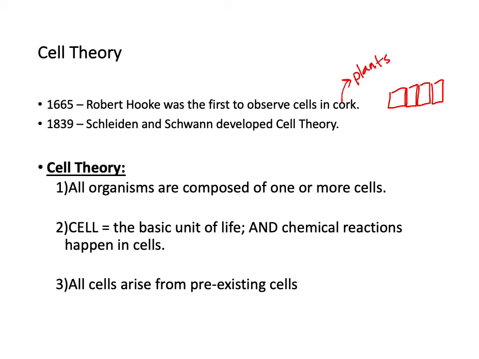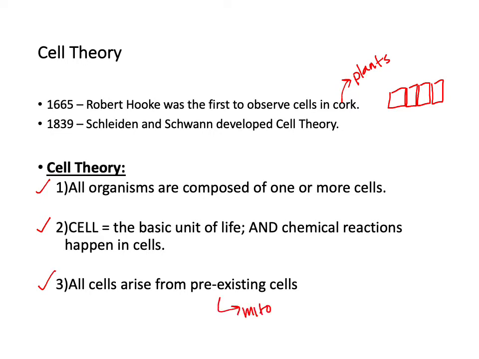And the cell theory states 3 things. First off, it says that all organisms are composed of one or more cells. You have to have at least one cell to be considered a living thing. And so because of that, the cell can really be thought of as the basic unit of life. And it's now known as well that chemical reactions happen in the cells, and those chemical reactions keep the cell alive.